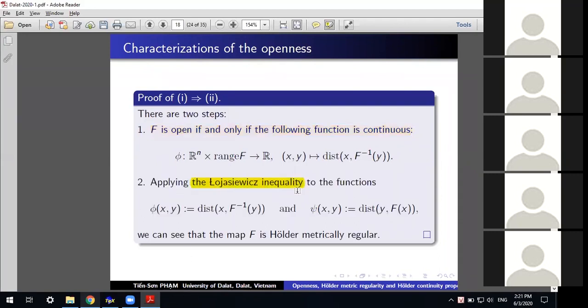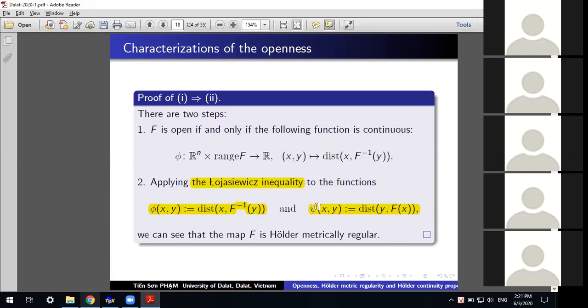Okay, and the next, I use the Łojasiewicz inequality. We apply the Łojasiewicz inequality to the following functions. The first function is continuous by here, and this function. The two functions, phi and c, are semi-algebraic functions.